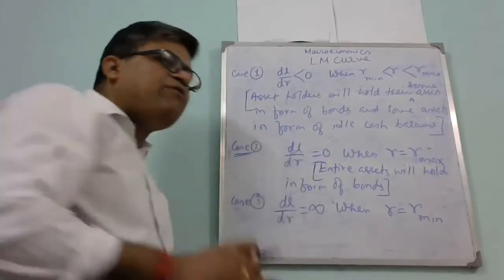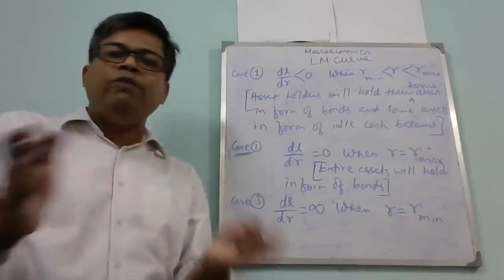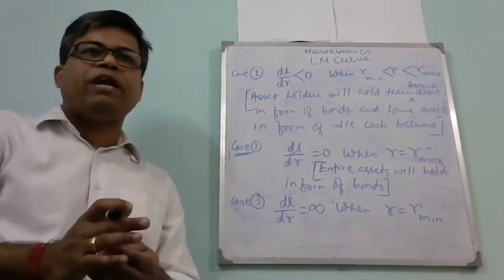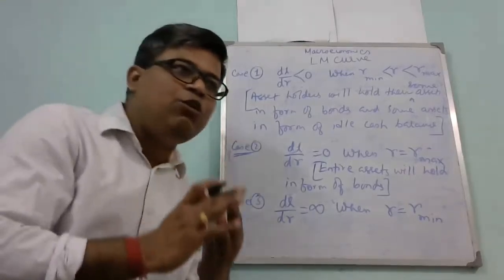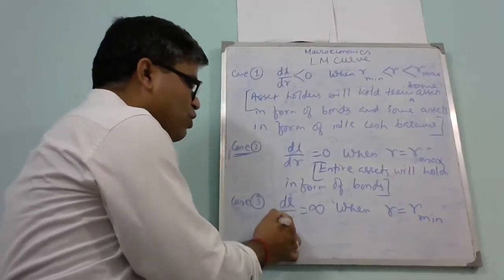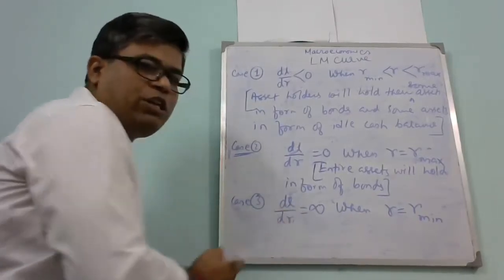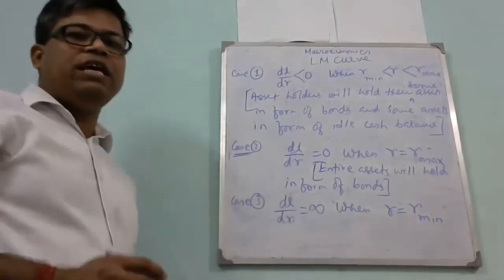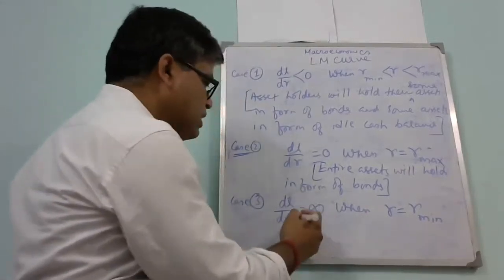So if they hold their entire asset in idle cash balance, there will be no demand for bonds. If there is no demand for bonds, there is no question of change in the price of bonds, and so no change in the rate of interest. So this will not change further; this will be zero, the denominator part. And anything divided by zero is always infinity. So dL/dr is infinity.